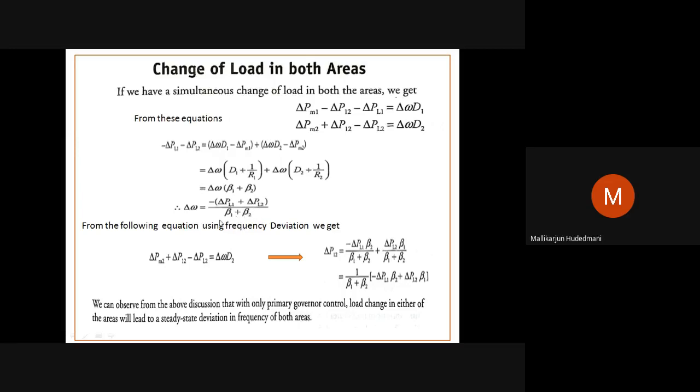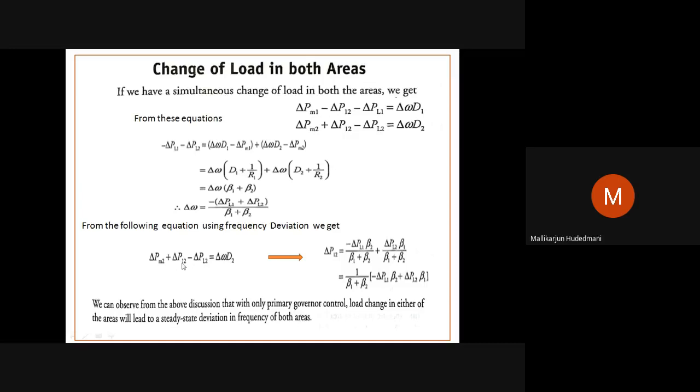This way we can write the deviation experienced by both the areas when both the areas are simultaneously suffering a change in load. From the above equation for frequency deviation, we get the exchange of power among them. Yes, look into this: delta PM1 plus delta P12 minus delta PL2 equals delta omega 2. That is the second equation I have picked here. From this, on substitution of delta omega, I can rearrange to find exactly delta P12.